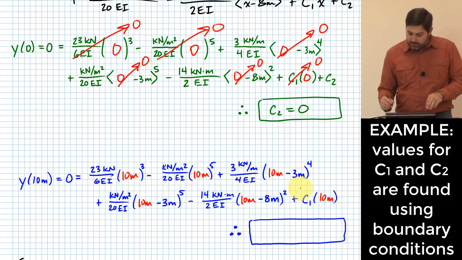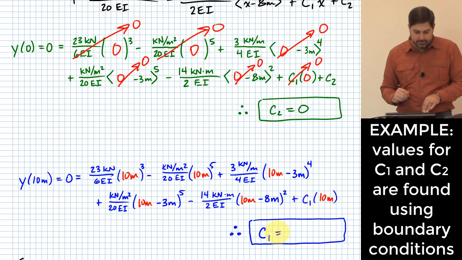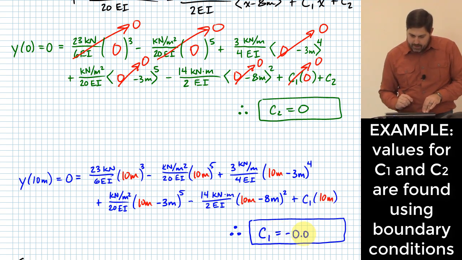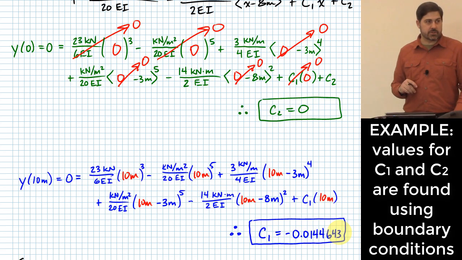But if you believe me, I will tell you that I calculated all of this, and I got that C1, because this equation set equal to 0 allows you to calculate for C1. C1 solves out to be negative 0.0144643. And let's take just a moment and say, should that number have any units associated with it?